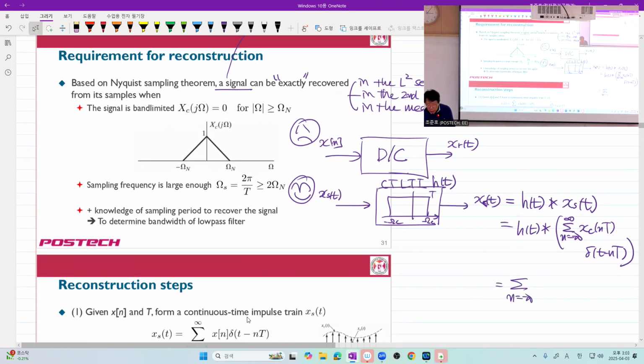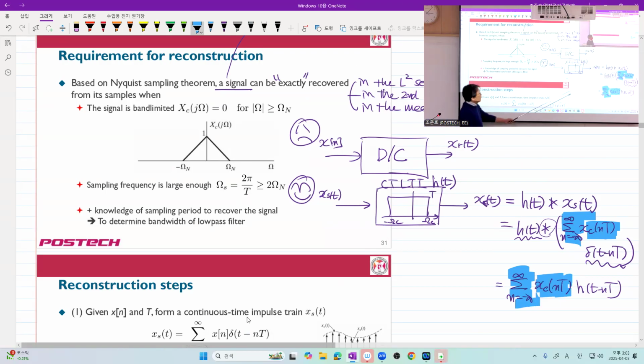Sigma n from negative infinity to positive infinity, x of c of nT times what? h of t minus nT. Why? Because this convolution applies only to time functions. So you can take this sigma, n constant, not a function of t, and convolve h of t with delta of t minus nT, which just shifts h of t. That is here. Now, you may say, okay, so what?